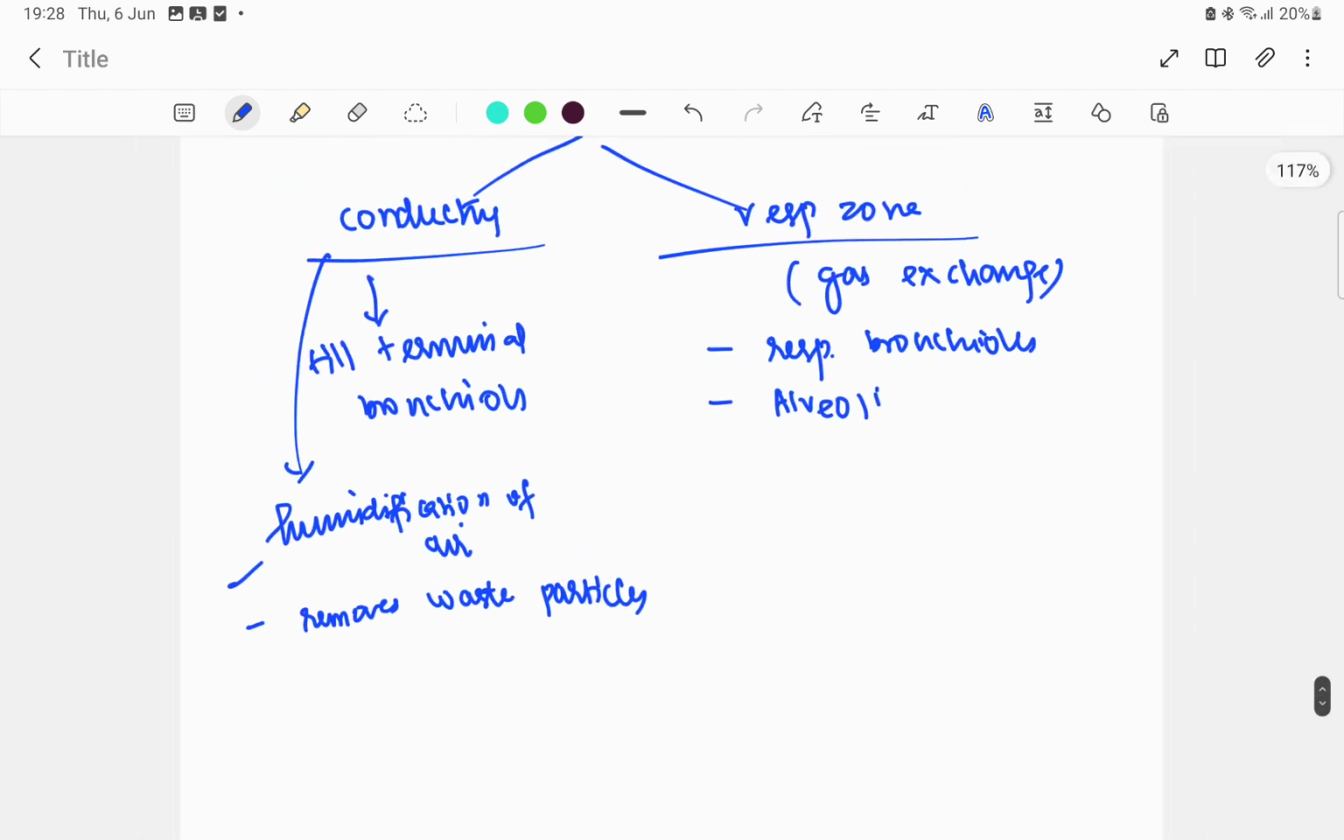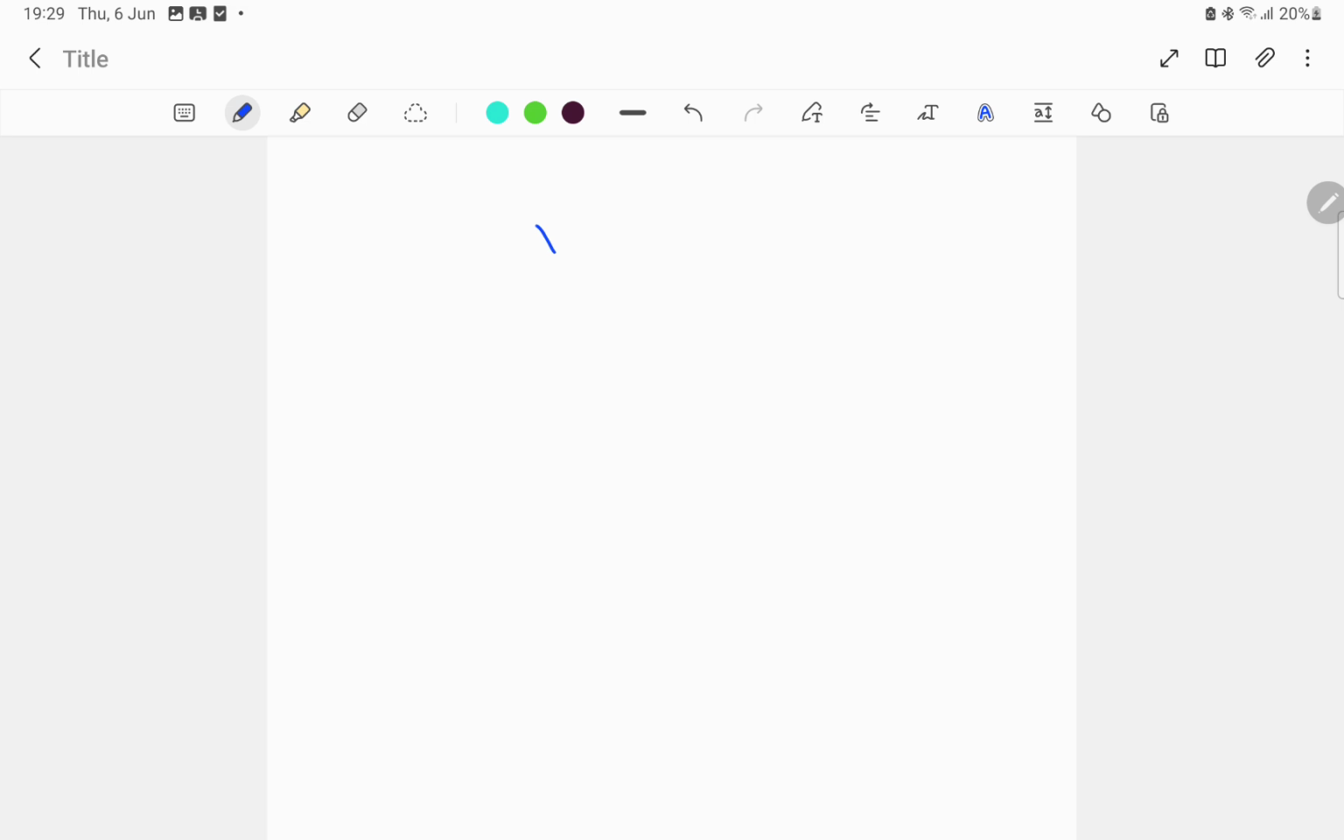This respiratory zone is involved in gas exchange, very very important. The main part is the alveoli only. Now some points regarding lungs. This is the right lung, left lung.